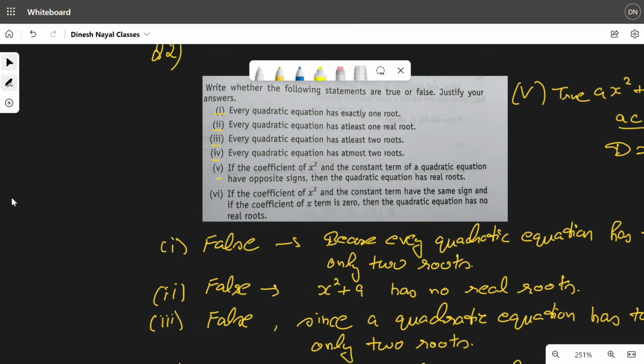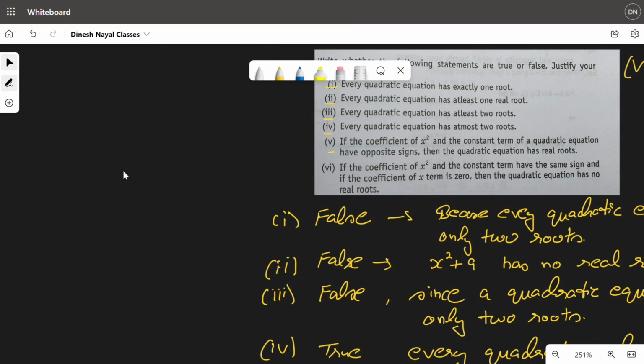Now the last part, sixth part. If the coefficient of x square and the constant term have the same sign, and if the coefficient of x term is 0, then the quadratic equation has no real roots. Again, this will be true.